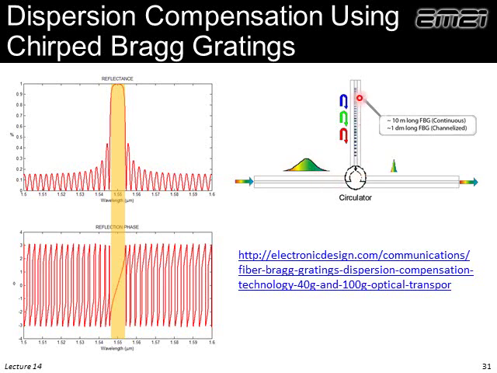So if we go into a Bragg grating and now reflect the red light first and the blue light last, we can recompress our pulse. We introduce dispersion that's exactly opposite to what the fiber did, and we recompress our pulses. And so that's called dispersion compensation. But again, we're engineering the dispersion in a periodic structure.